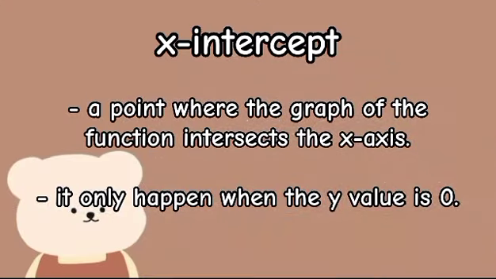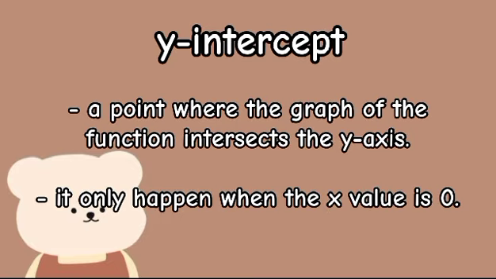First, the intercepts. We have two intercepts, which are the x-intercept and the y-intercept. The x-intercept is a point where the graph of the function intersects the x-axis. It only happens when the y value is 0. Now the y-intercept. It is simply the opposite of the x-intercept. It is a point where the graph of the function intersects the y-axis. Then again, it only happens when the x value is 0.